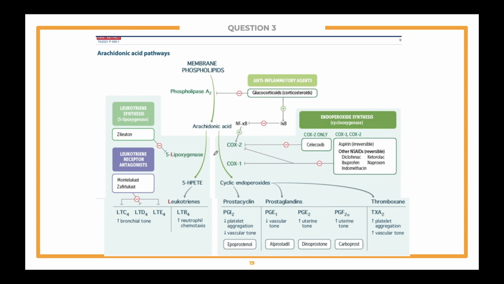Now, normally, cyclooxygenase works to convert arachidonic acid into prostaglandins, prostacyclin, and thromboxane. But if you're inhibiting COX or cyclooxygenase, well, then you're going to have a buildup of arachidonic acid. And instead, that arachidonic acid is going to go down the other pathway where it's metabolized by lipoxygenase. As a result, you're going to get more buildup of byproducts of that enzymatic pathway, which are leukotrienes.